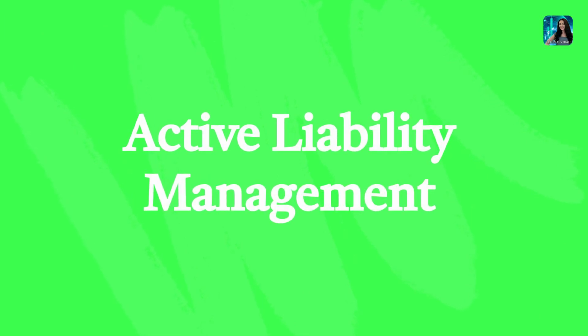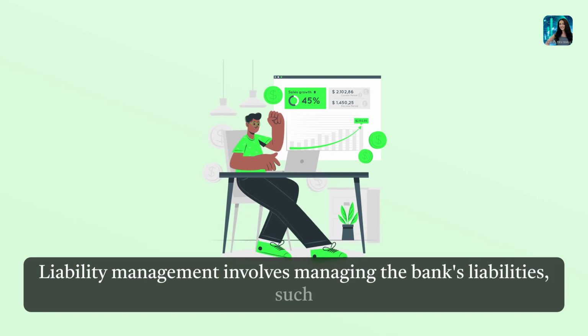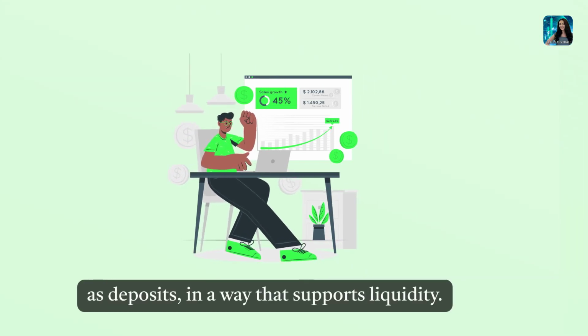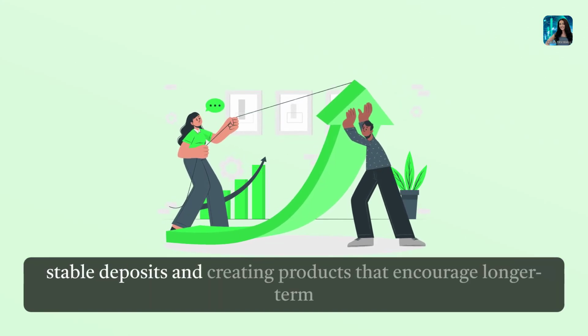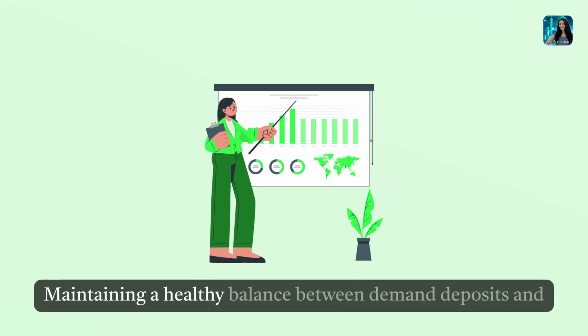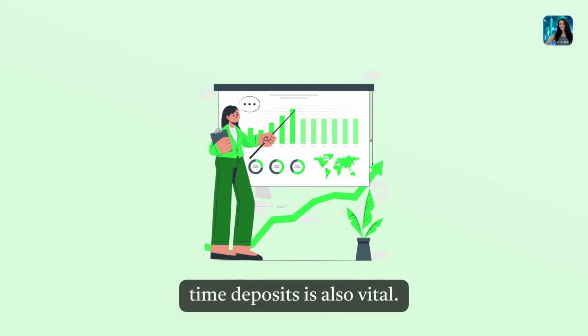Active liability management. Liability management involves managing the bank's liabilities, such as deposits, in a way that supports liquidity. This includes offering competitive interest rates to attract stable deposits and creating products that encourage longer-term deposits. Maintaining a healthy balance between demand deposits and time deposits is also vital.